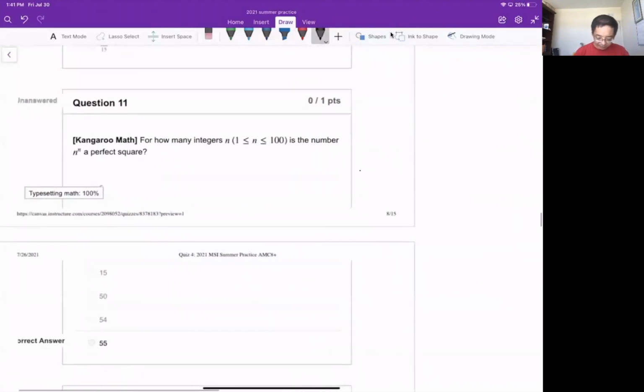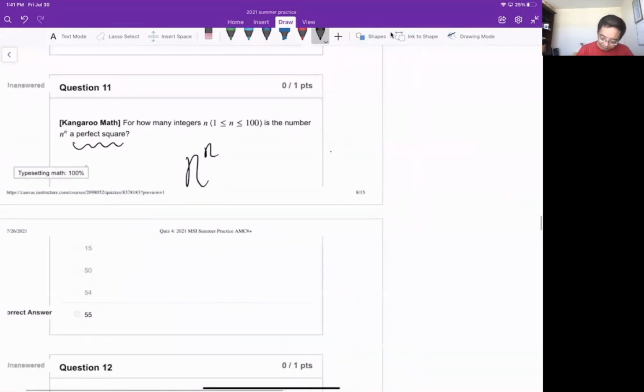Question number 11. For how many integers n is the number n to the power n a perfect square? First of all, let's recall how we characterize a perfect square. Let's look at a characterization of a perfect square.